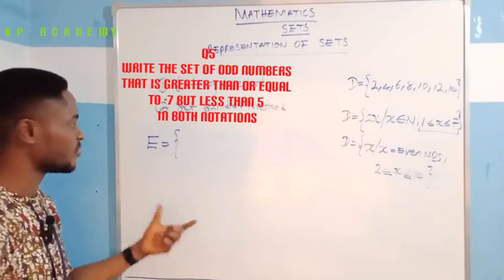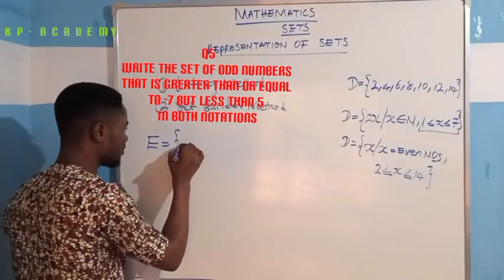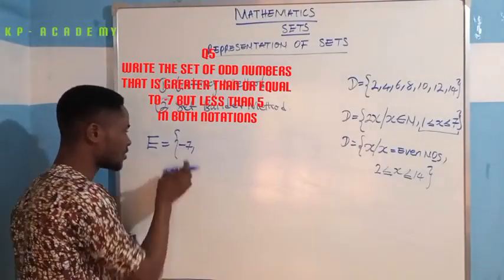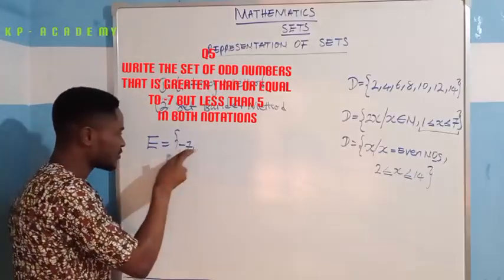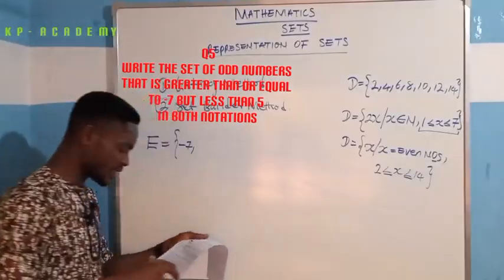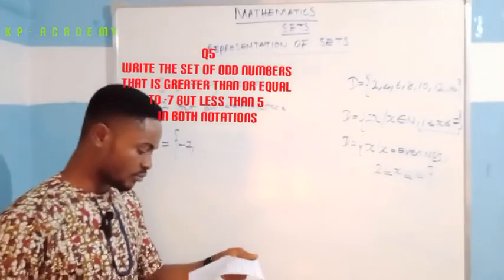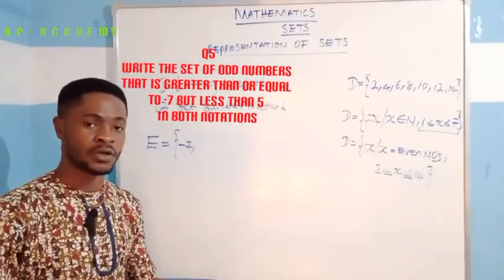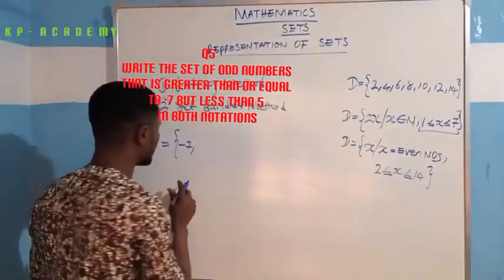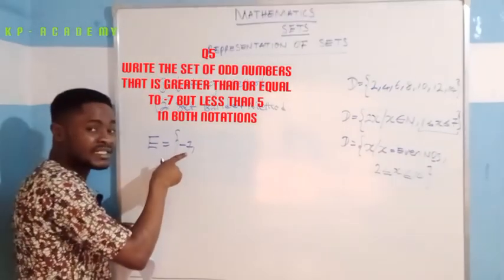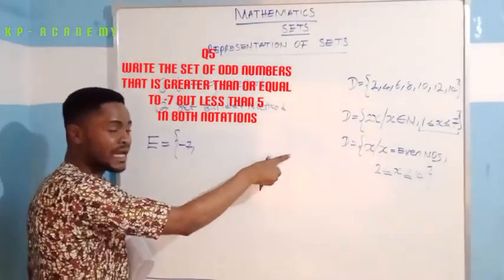Greater than or equal to -7 means that -7 is going to be included. So greater than or equal to -7 means from -7 to 5. But it says less than 5. It did not say less than or equal to 5. It means that 5 is not going to be included. So -7 is going to begin the set, but 5 is not going to end the set.